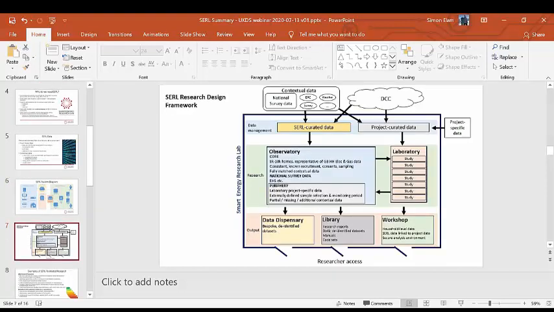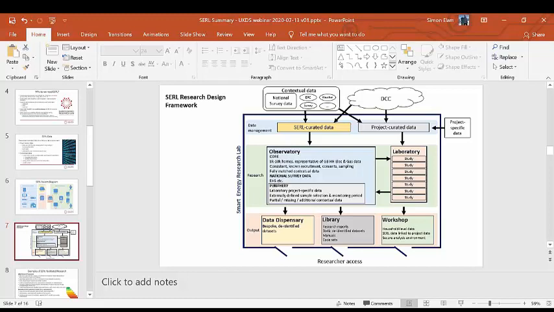So a little bit of our design framework. I'm not going to go into too much detail on this, but in very simple terms, the data comes in at the top. We manage it. We have these two principal research functions, which is the observatory and the laboratory. And then we provide data out at the bottom to researchers via these different areas, I guess, of that output layer.